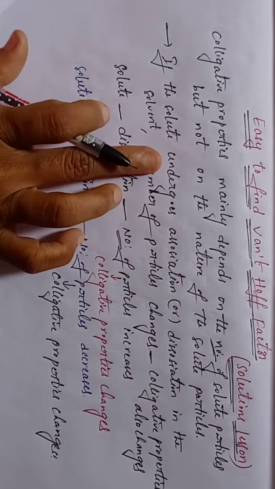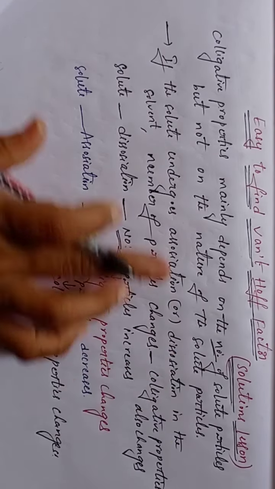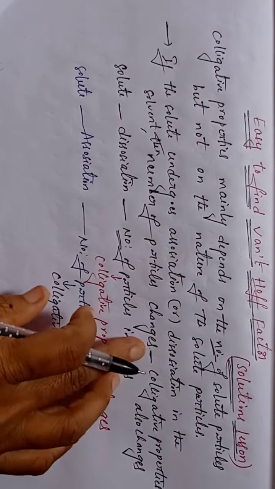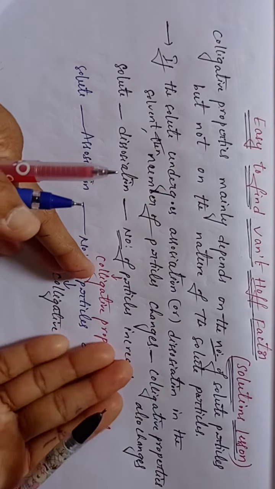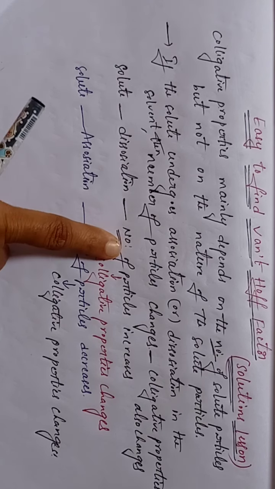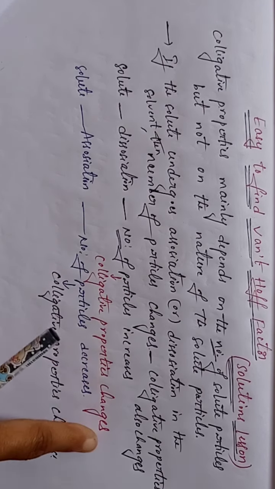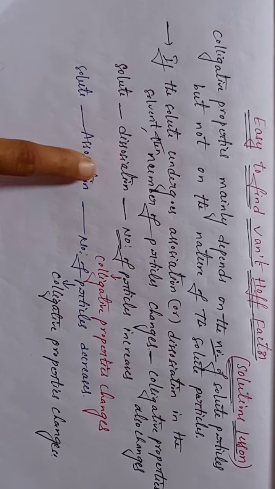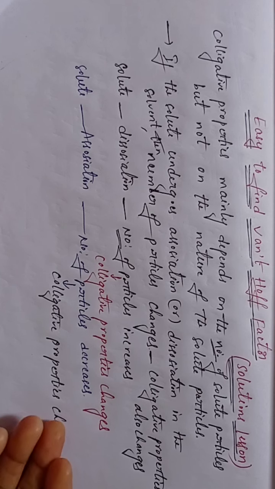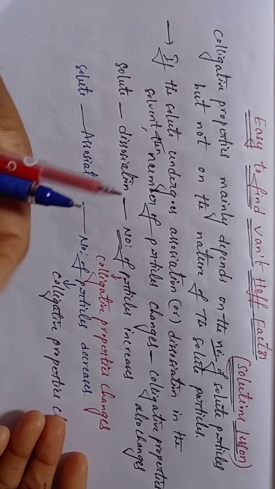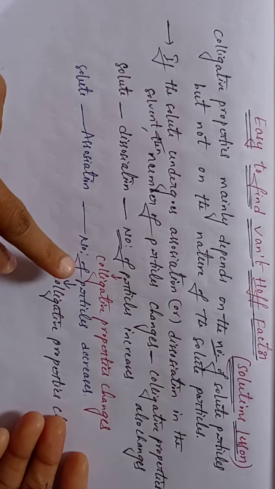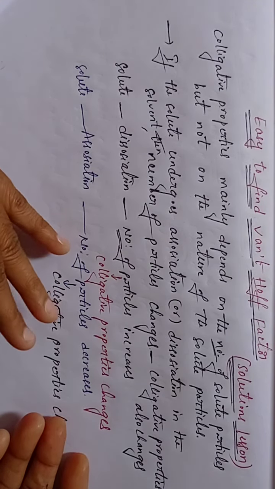So colligative properties mainly depend on the number of solute particles, but not on their nature. If the solute undergoes association or dissociation in the solvent, the number of particles changes, which means colligative properties also change. With dissociation the number of particles increases, with association it decreases. Are you following? So that's why Van't Hoff introduced a formula, students.